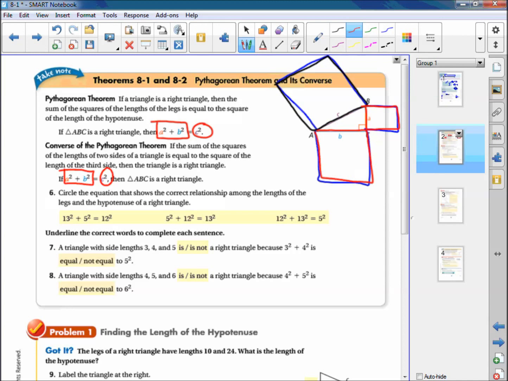So one way is, given a right triangle, we can find the legs, and the other way is, given all the sides, we can tell it's a right triangle. All right, so number 6, circle the equation that shows the correct relationship among the lengths of the legs and the hypotenuse of a right triangle. So remember, the long side always has to be by itself.